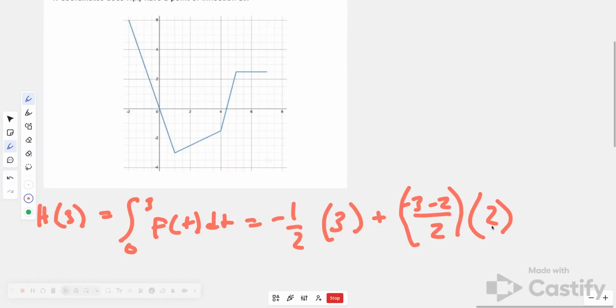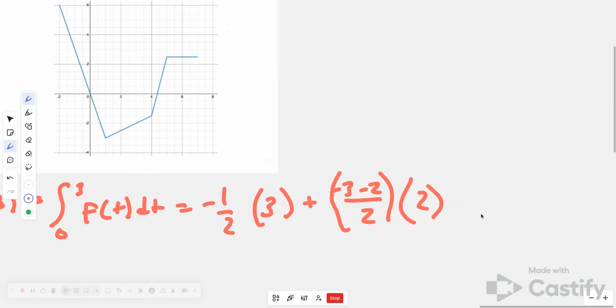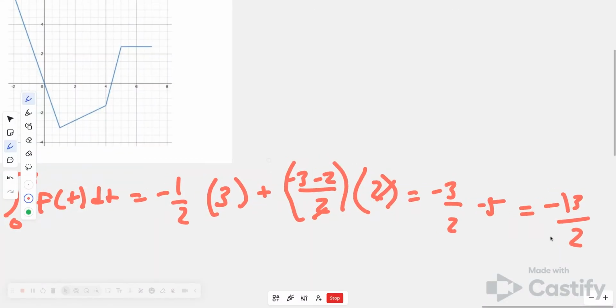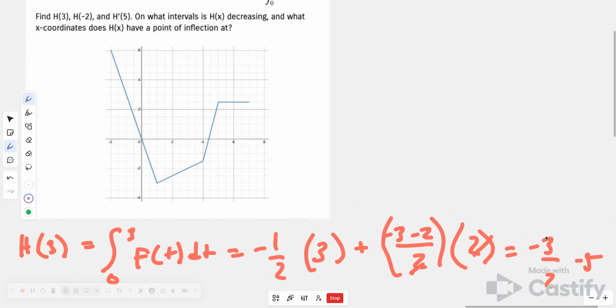So then you can multiply. We get -3 over 2. These two cancel out. So it would be -5. And then for the common denominator, once we get the common denominator, it'd be -13 over 2. So that's going to be what h of 3 is going to equal.